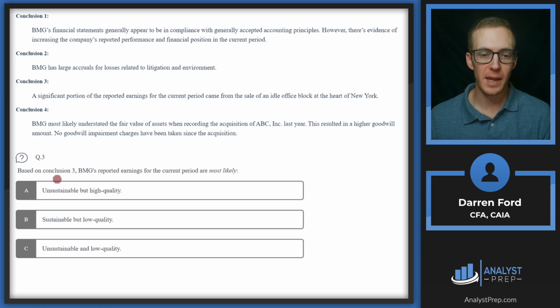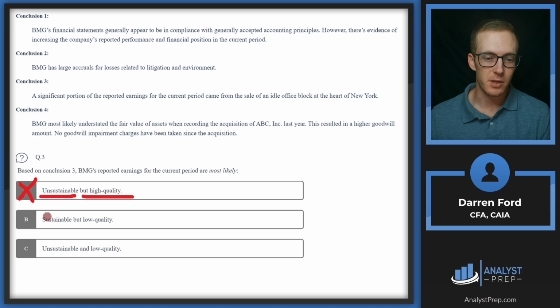Question 3. Based on conclusion 3, BMG's reported earnings for the current period are most likely unsustainable but high quality, sustainable but low quality, or unsustainable and low quality. So right off the bat, we can go ahead and rule out A. Unsustainable but high quality are not going to ever go together. If the earnings are unsustainable, then they're going to be low quality earnings. So for that reason, we can cross off A right away.